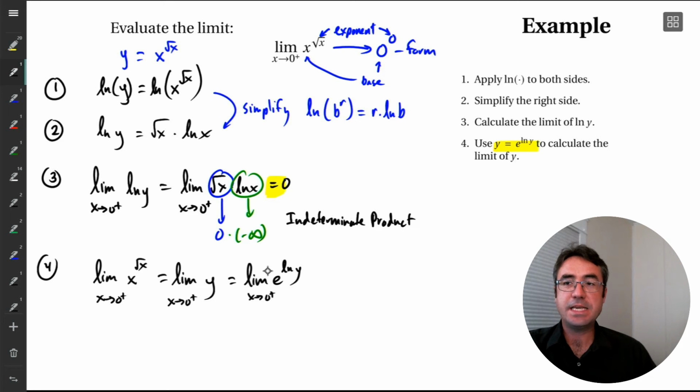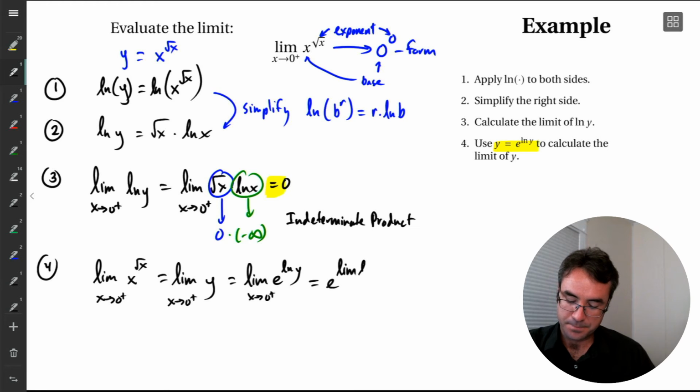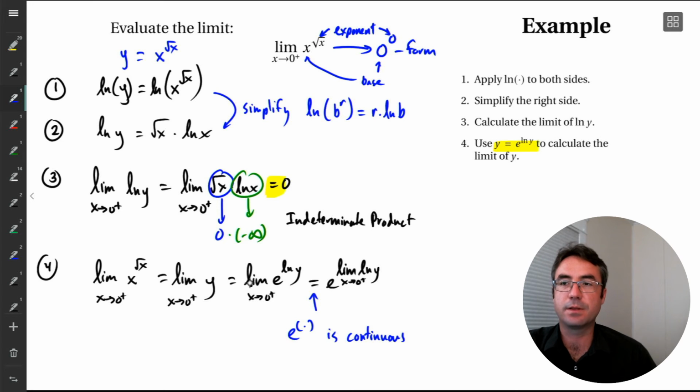And then e is a continuous function. This exponential function is continuous, so we can actually bring the limit inside this exponential function and bring the limit right on into the exponent there. The reason why is because the exponential function is continuous, and continuous functions work nicely with limits. We can bring the limit inside that continuous function.